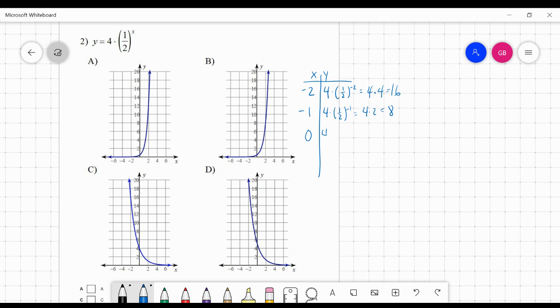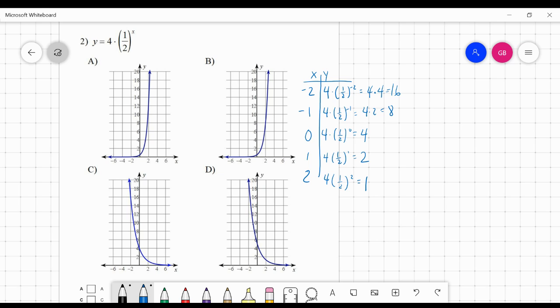When x is 0, 4 times 1 half to the 0 power is just 4. When x is 1, 4 times 1 half to the first power would be 2. And when x is 2, 4 times 1 half to the second power would be 1.